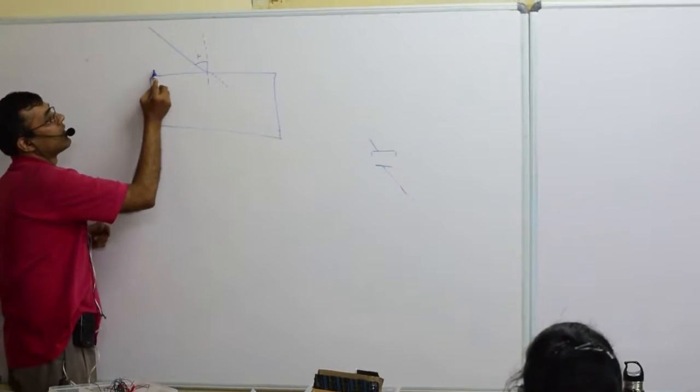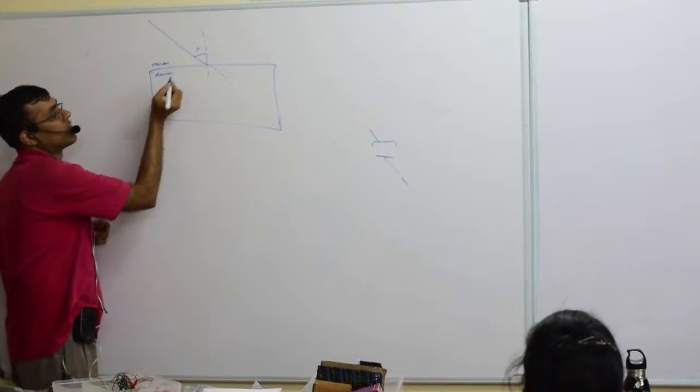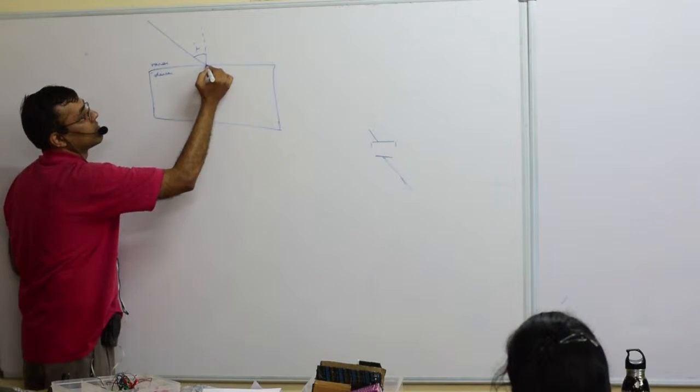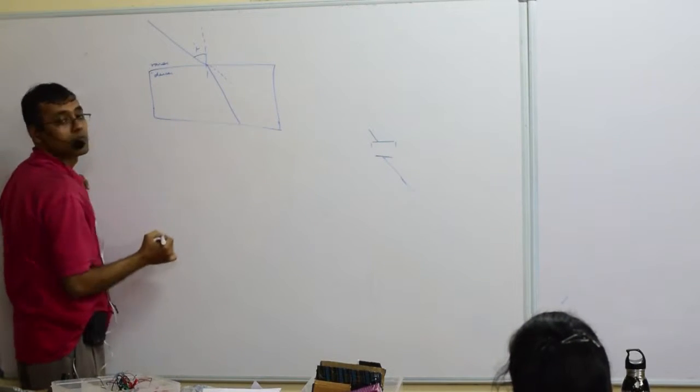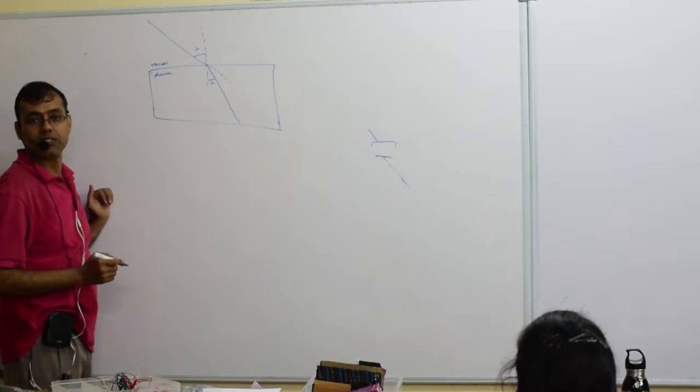So what does it do? Rarer to denser. This is rarer, this is denser. So will it go towards the normal or away from the normal? Towards the normal. So instead of going like this, it will go like this. And this is what we call the angle of refraction.